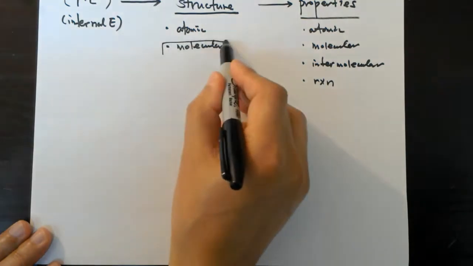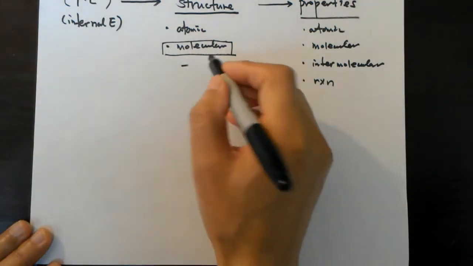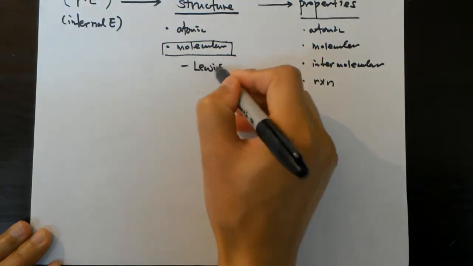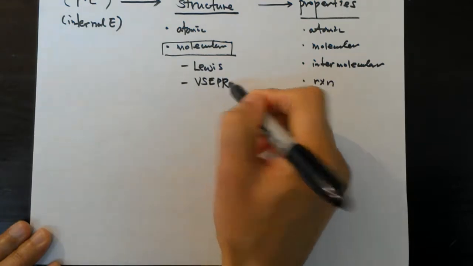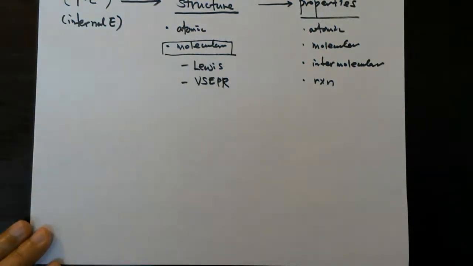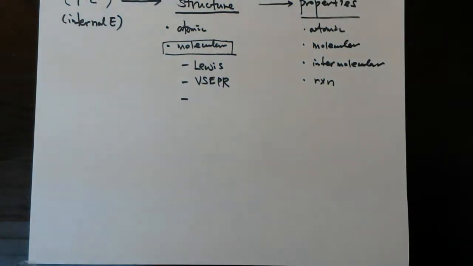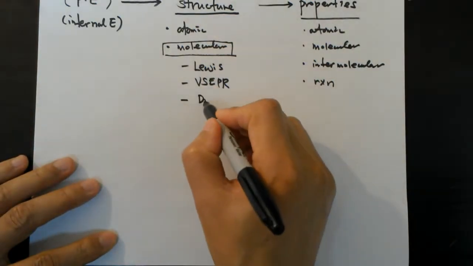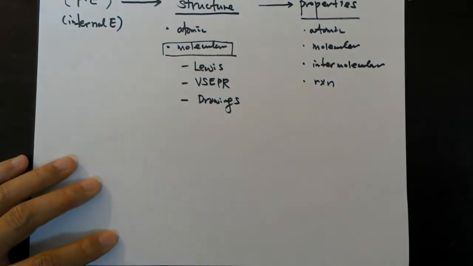When we talked about molecular structure, we talked about Lewis structure and VSEPR to get the three-dimensional structure based on the Lewis structure. Then we talked about a lot of different ways of drawing, such as Newman and Fischer, etc.